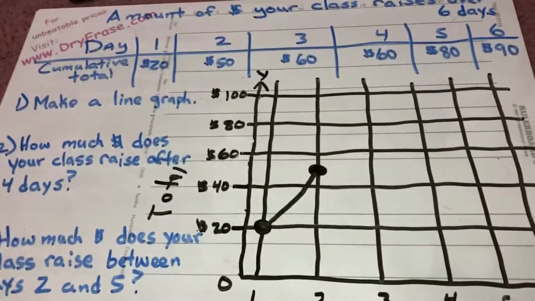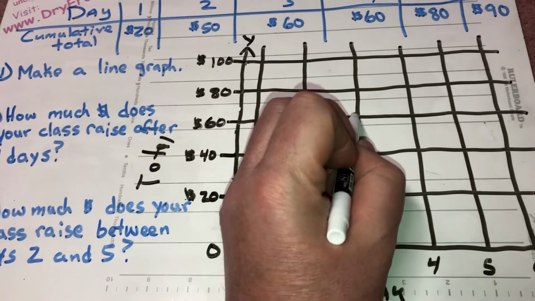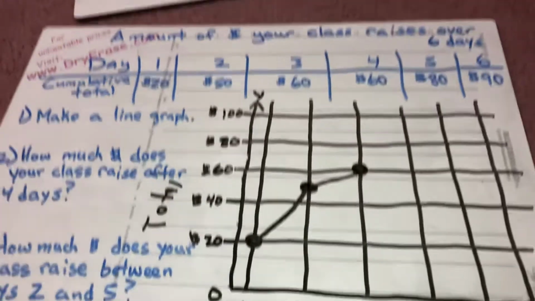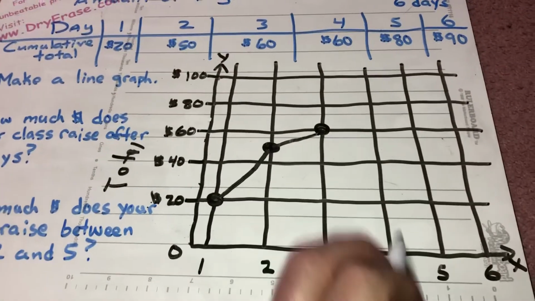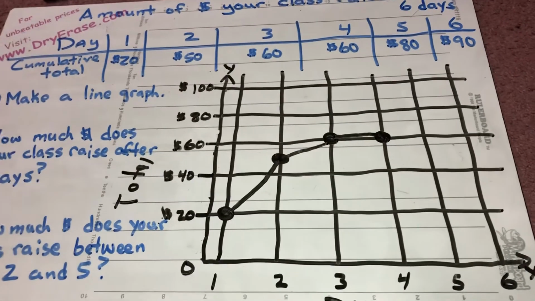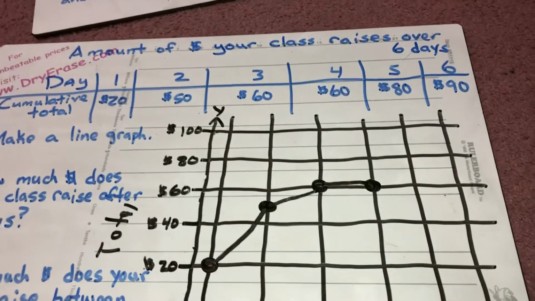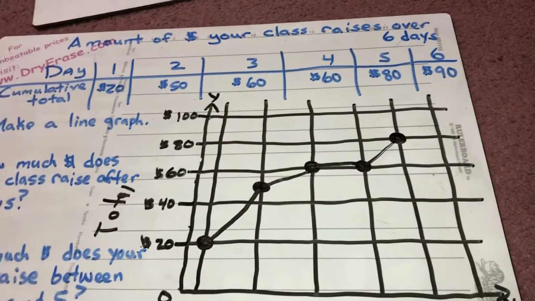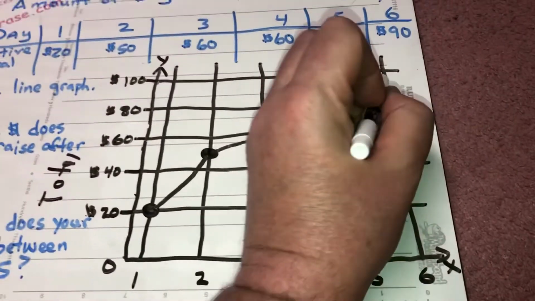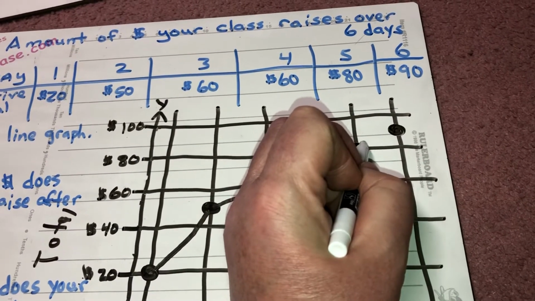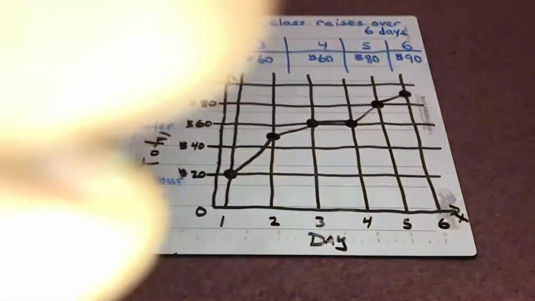Day 3 was $60, and not as much of an increase. Day 4 is also $60. So day 4, $60 with no increase, just a straight line across. Day 5, $80, so a slight gain. And day 6, $90. That's going to be halfway between 80 and 100. And there's my line graph. Not fancy, but neat, easy to read.